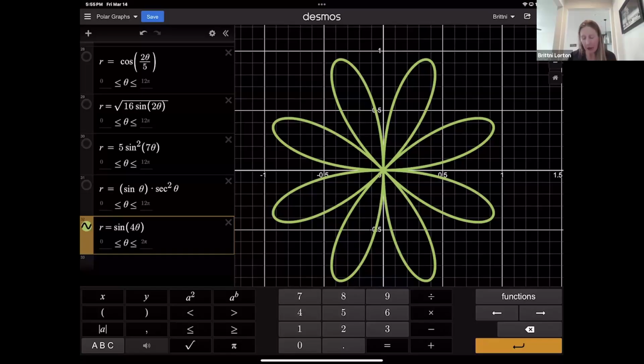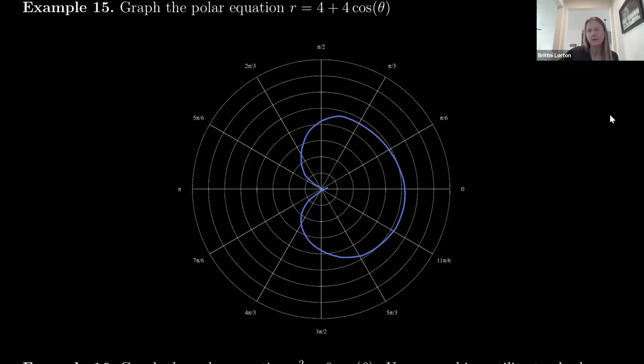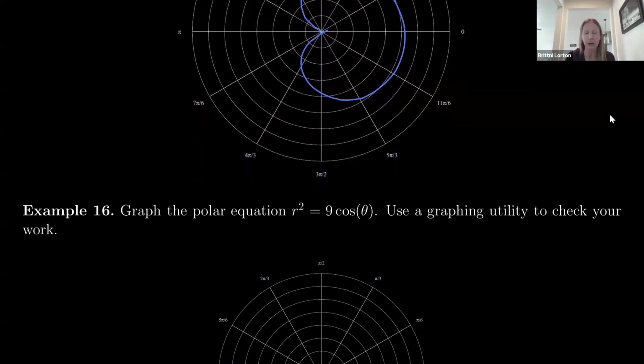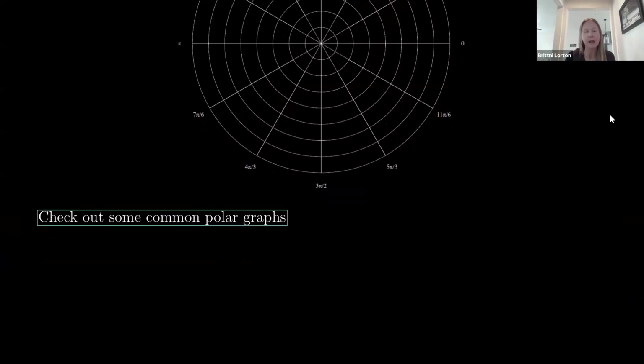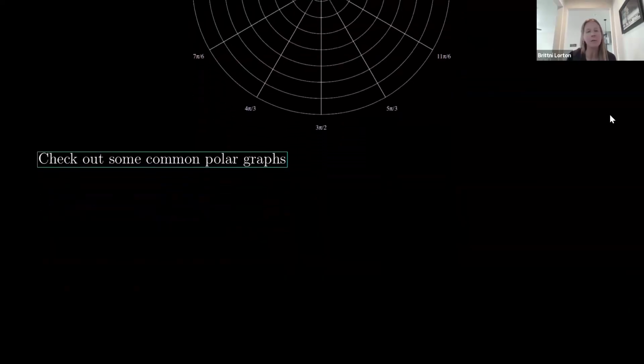So these are some common polar curves that are really worth your time to just get the hang of the general shape. And so I have that link right here at the bottom to check out some common polar graphs and use that to play around with, seeing if you can see some patterns.